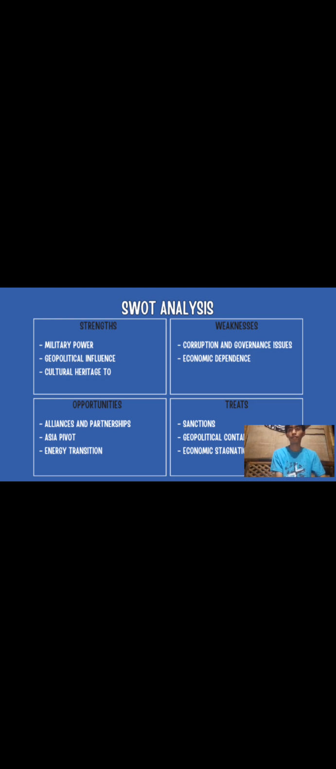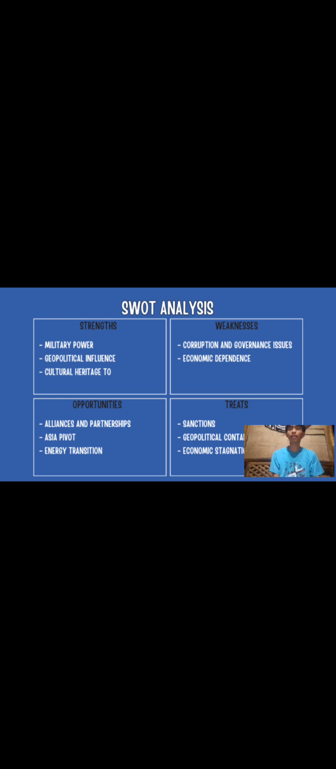Next, Asia pivot. By focusing on trade and investment with Asia, Russia can tap into the region's growing markets and diversify its economic ties. Next, energy transition. Russia can leverage its expertise in energy to participate in the global energy transition, developing renewable energy sources and clean technologies. Next is threats.